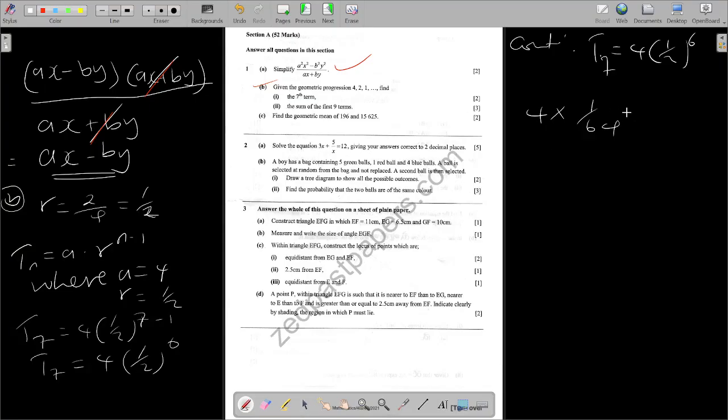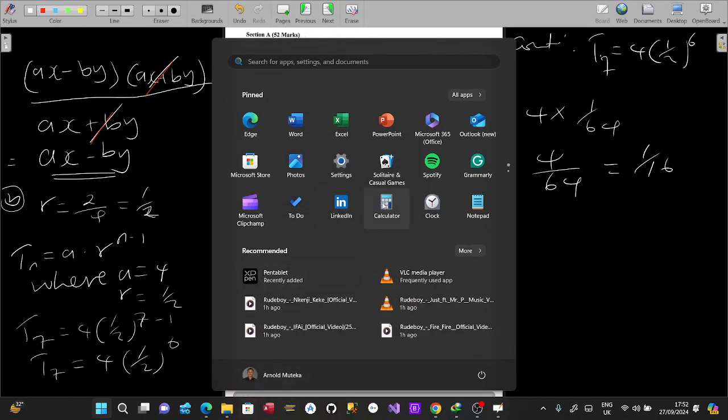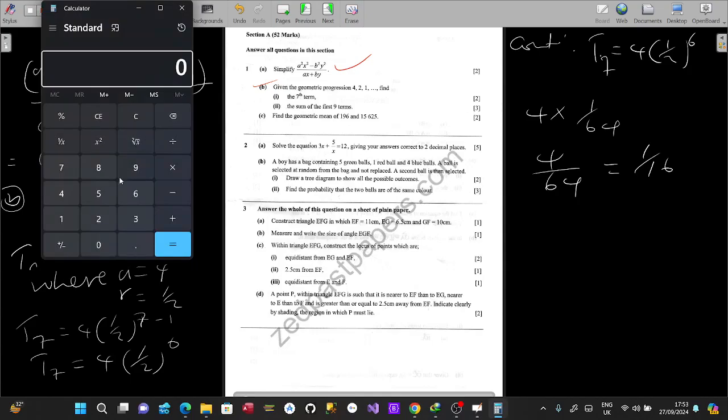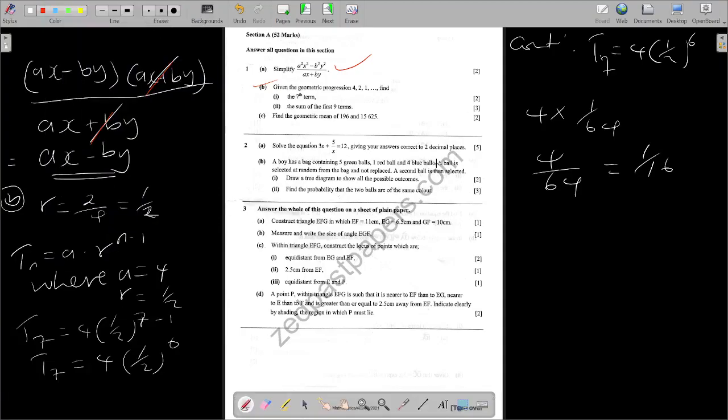So now we have 4 times 1, which gives 4 over 64. So the answer is 1 over 16. When you multiply 4 times 16, we get 64. Let's confirm, if there's a doubt. 64 divided by 4, the answer is 16. So this is what we have.